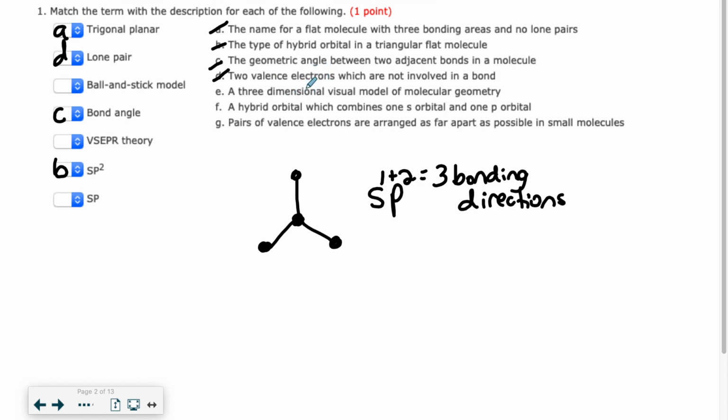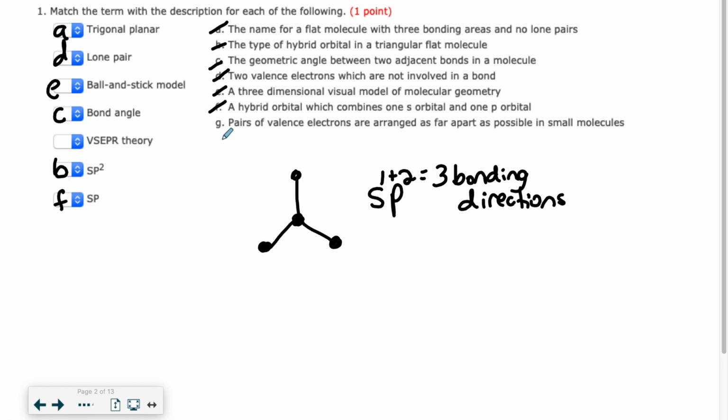A 3-dimensional visual model of molecular geometry. I haven't used this term yet in class, but this is called the ball and stick model because you're using the little plastic balls and the sticks in order to connect different atoms together in order to make your various shapes. This would be the same as what we were using in the PhET simulation. A hybrid orbital which combines 1 s and 1 p orbital. Well, if you only have 1 s and 1 p orbital, it's got to be this one right here. So this is going to be F.